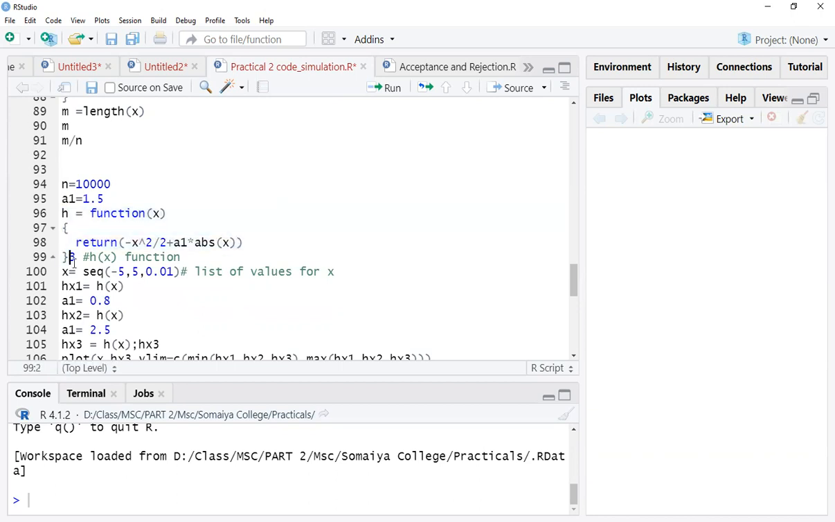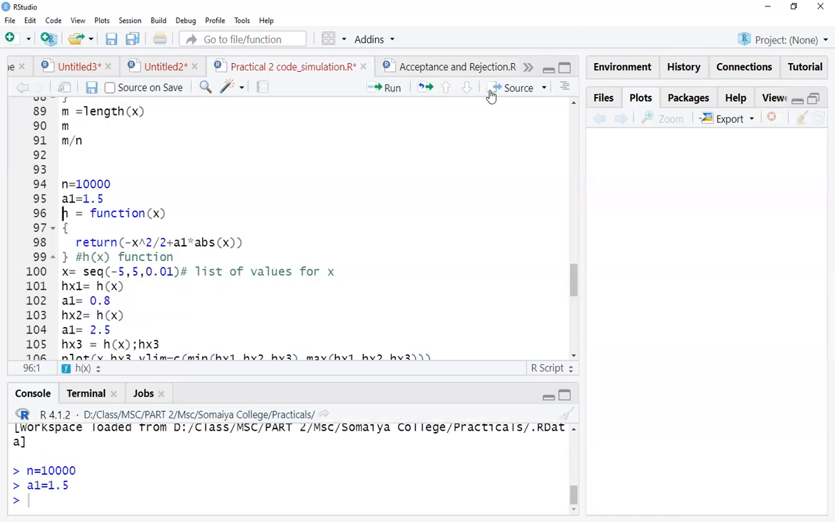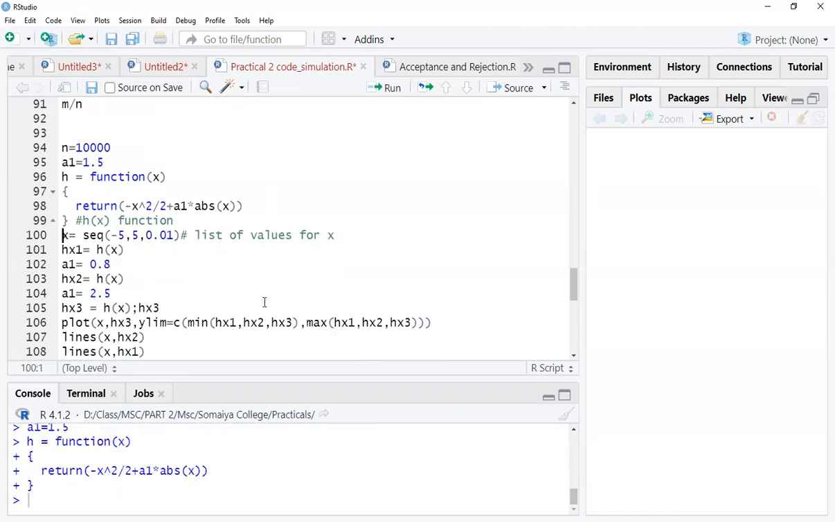This is my function, which is e raised to, what is this? This is your h of x function, right? h of x is x square by 2, x square by 2 plus alpha times the absolute value of x. So let's run it. Now just create a sequence here, because we want to look at where the value is maximum.